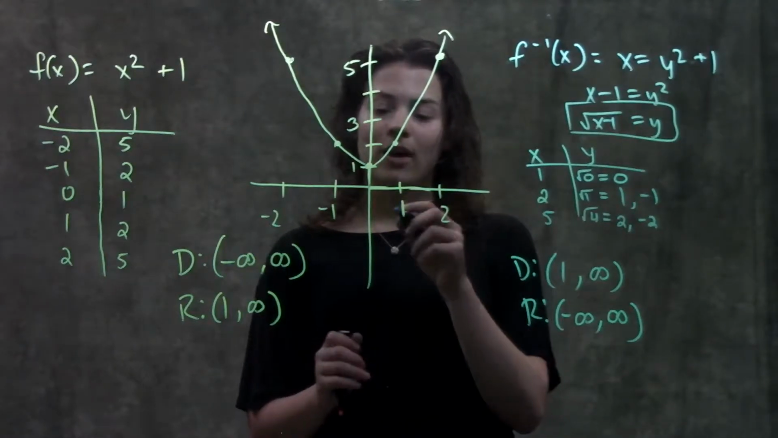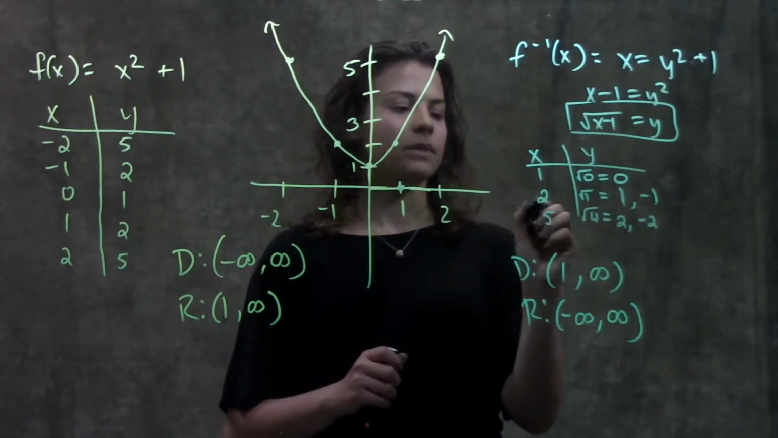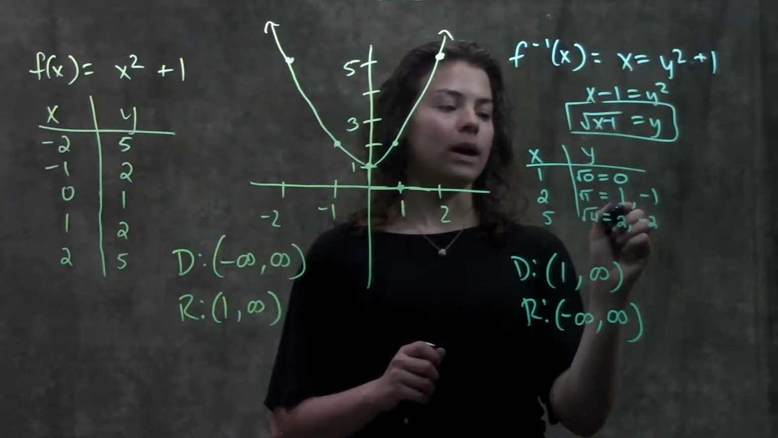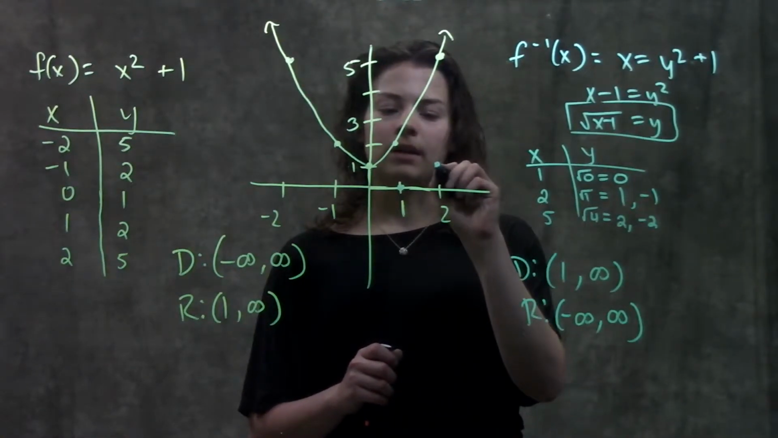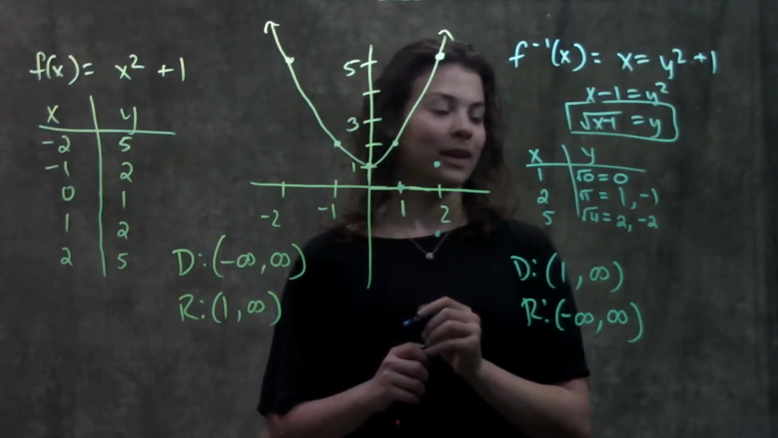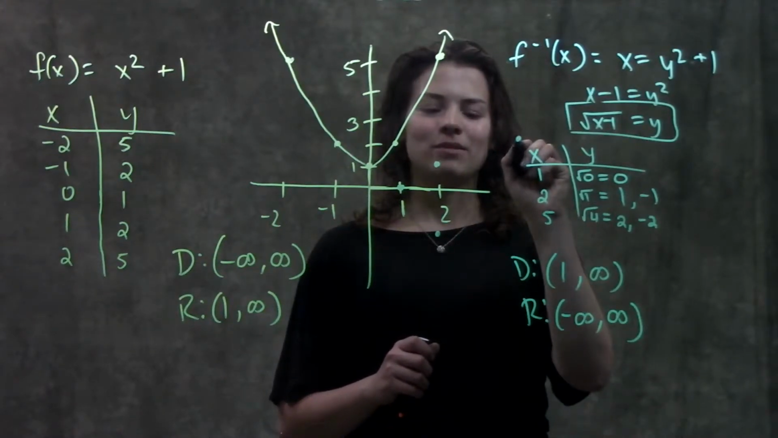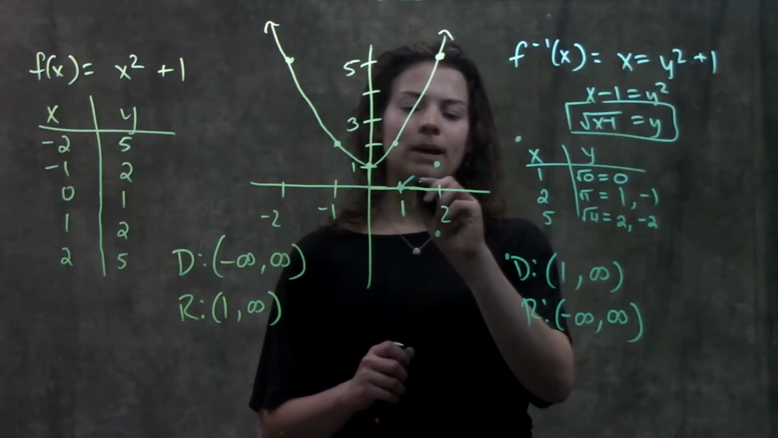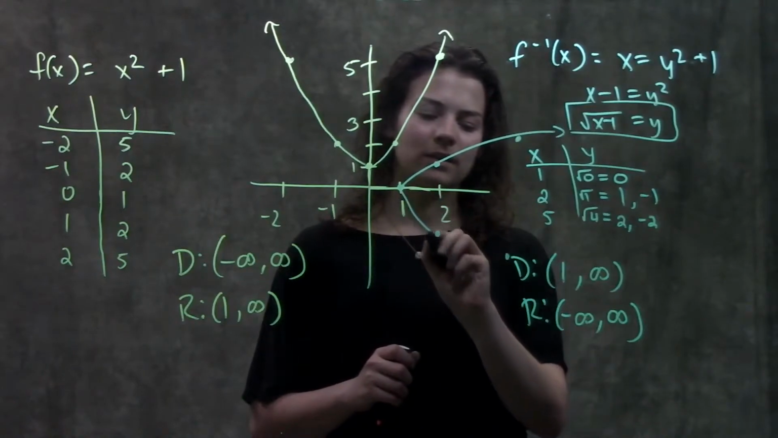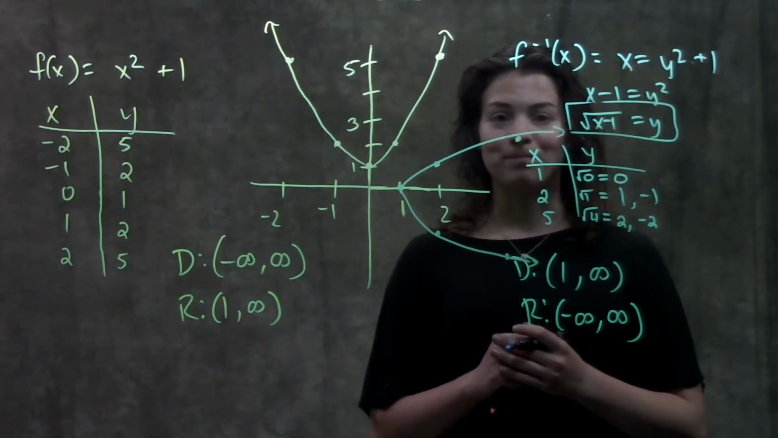Alright, and if I were to go ahead and graph this, I have the point 1, 0, which is here. Then I have the point 2, 1, which is up here, and also 2, negative 1, which is down here. And then I have the points 5, 2 and 5, negative 2, somewhere over here. So my graph is going to look something like this. And that's it for this problem.